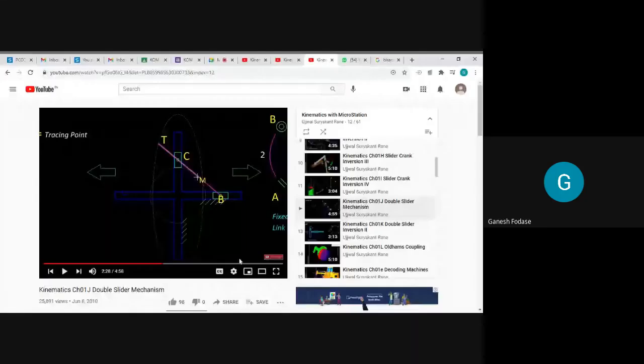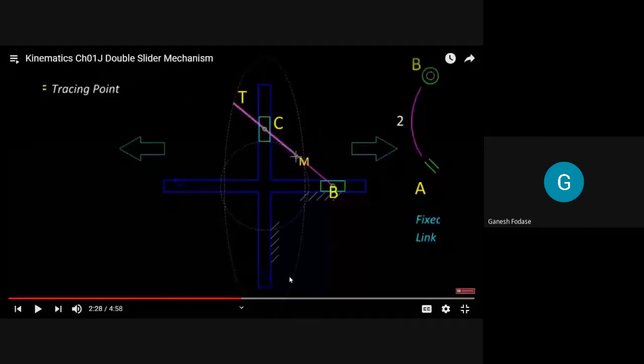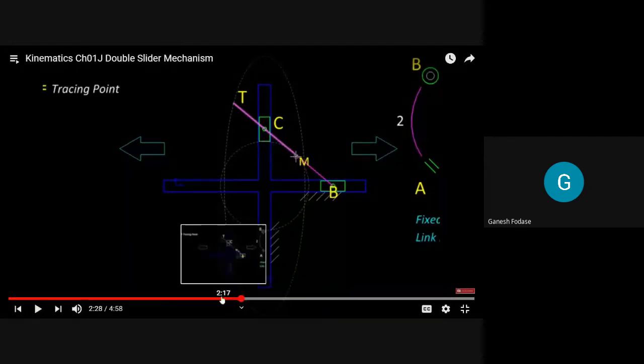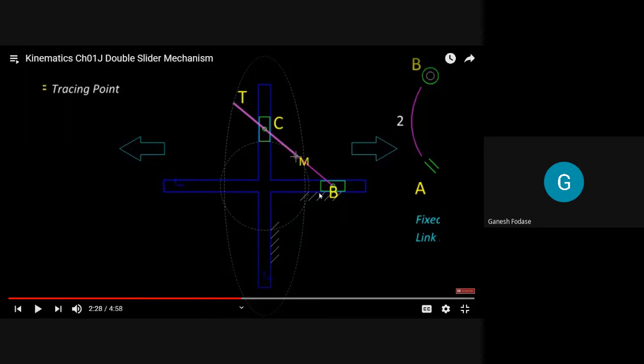Okay, visible to you? Now see, whatever we talked about is the same here. It consists of two prismatic pairs. I will not explain more now. This B is having a prismatic pair with the frame, C is having a prismatic pair with the frame, and the turning pair is nothing but this pink colored link, which will form turning pairs at B and C. So two turning pairs, two prismatic pairs, of course, as per the double slider crank chain mechanism.